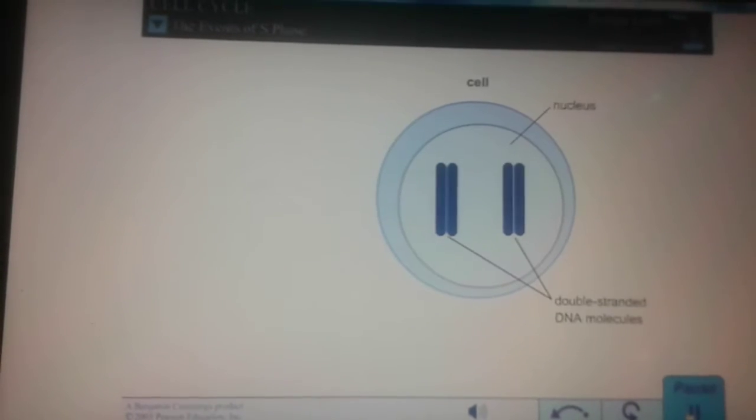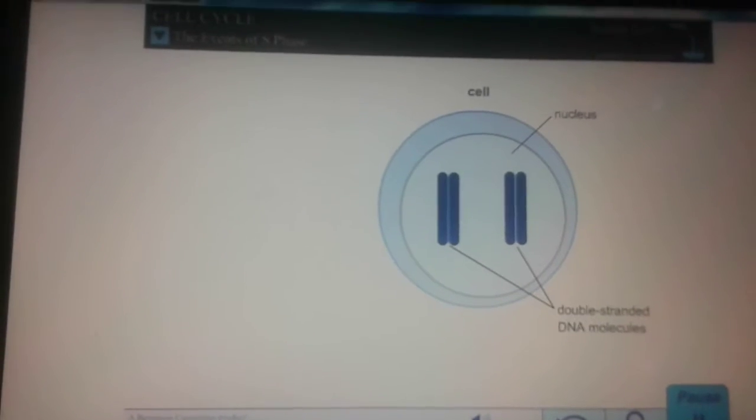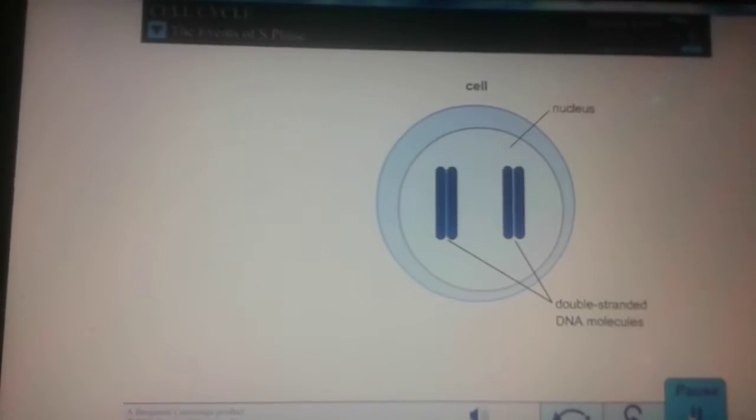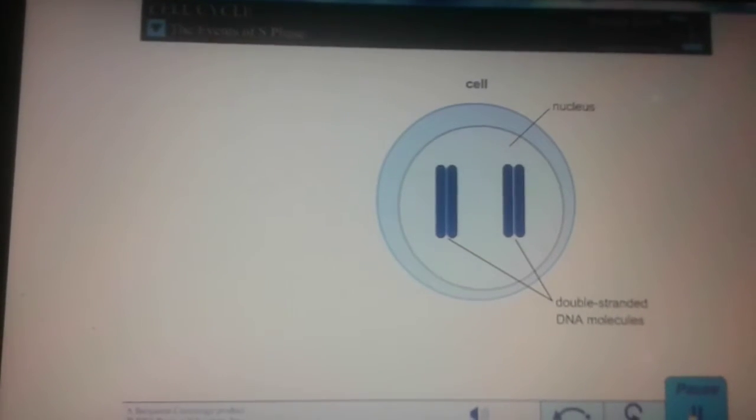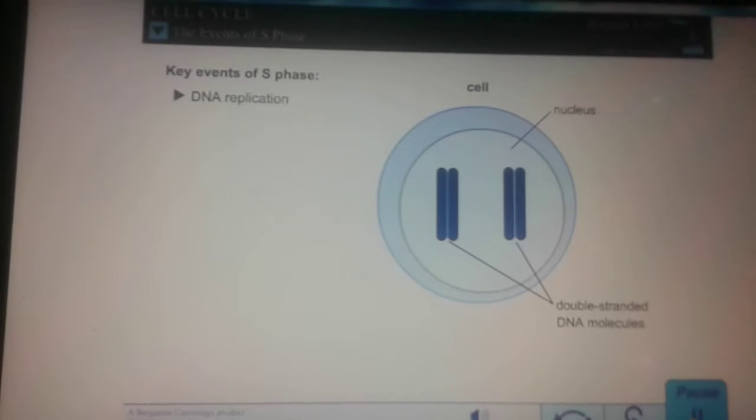Before a cell can divide, it must replicate all of its DNA. This replication occurs during the S phase of the cell cycle. Two key events occur during S phase: replication and sister chromatid cohesion.